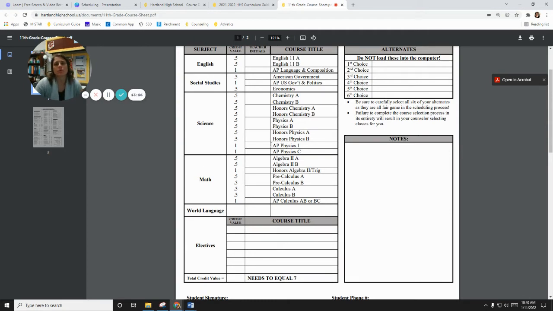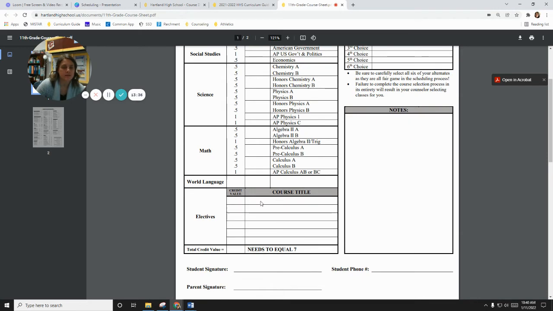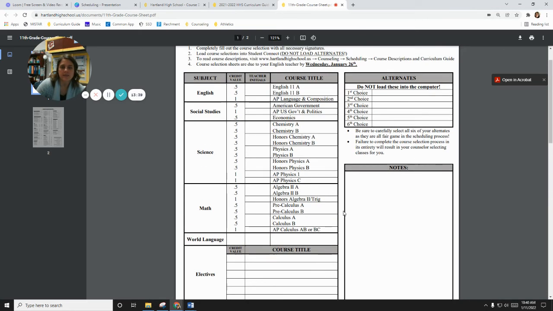I also want to note how important it is that your alternates are 6 unique classes. Sometimes, I don't know if the students are just confused or if they're trying to work the system or something, but they'll have their 4 classes that they write here, and then those are also their top 4 alternates. Well, that's not helpful if the computer wasn't able to make it work. And so if I pull your course sheet, and your top 4 alternates are classes that you wrote down in your electives box, then that means I'm going to be working with your 5th choice alternate. So please make sure you're writing 6 different classes over here on the right-hand side.